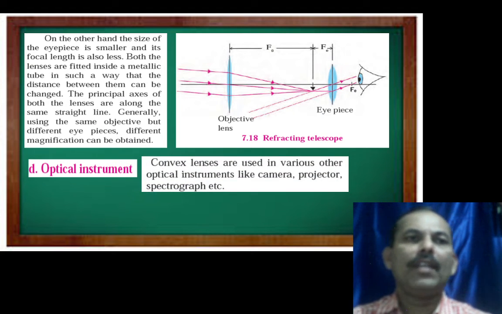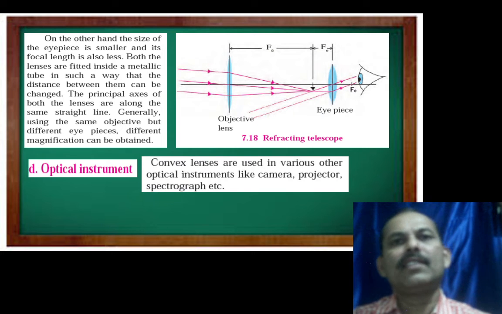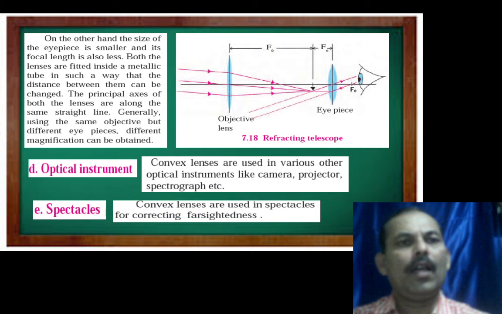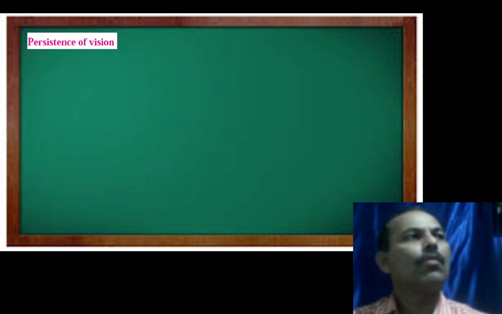In optical instruments, convex lenses are used, that is in a camera, projector, and spectrograph. And in spectacles, convex lenses are used for correcting the defect of farsightedness. So these are the different uses of convex and concave lenses.